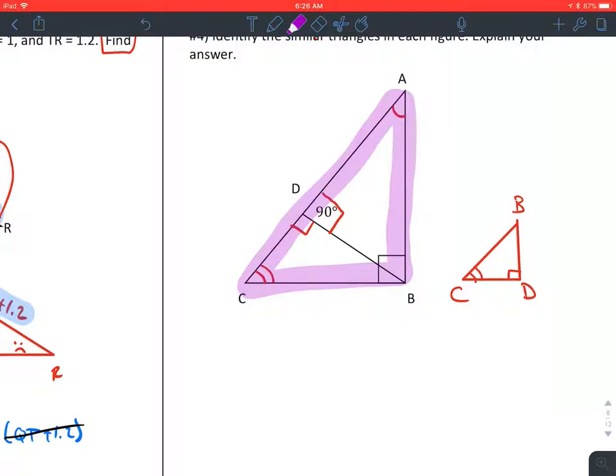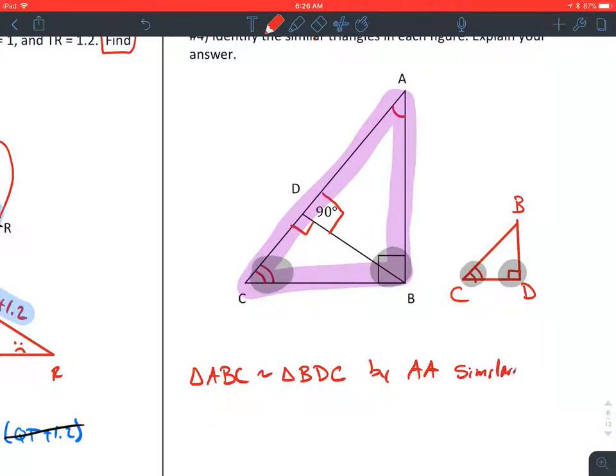If you look at this big triangle, it has a 90-degree angle and a 2 arc. This has a 90-degree angle and a 2 arc. That means those two triangles are similar. Triangle ABC is similar to triangle BDC. Why? By the angle-angle similarity.